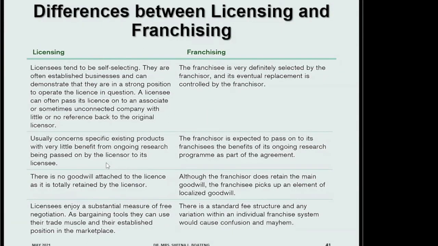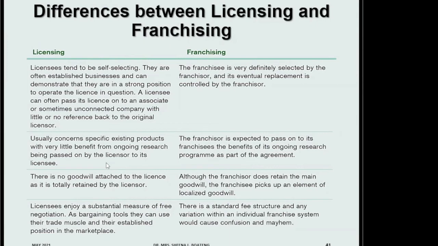And then finally, licensees enjoy a substantial measure of free negotiation. And this is because bargaining tools they can use include their trade muscle and their established position in the marketplace. Companies like Hasbro and Lego have an established position in the marketplace such that they bring certain leverages to the negotiation table. They come and pitch to the licensor to let the licensor know the opportunity that they will also be gaining by giving them their license to use.